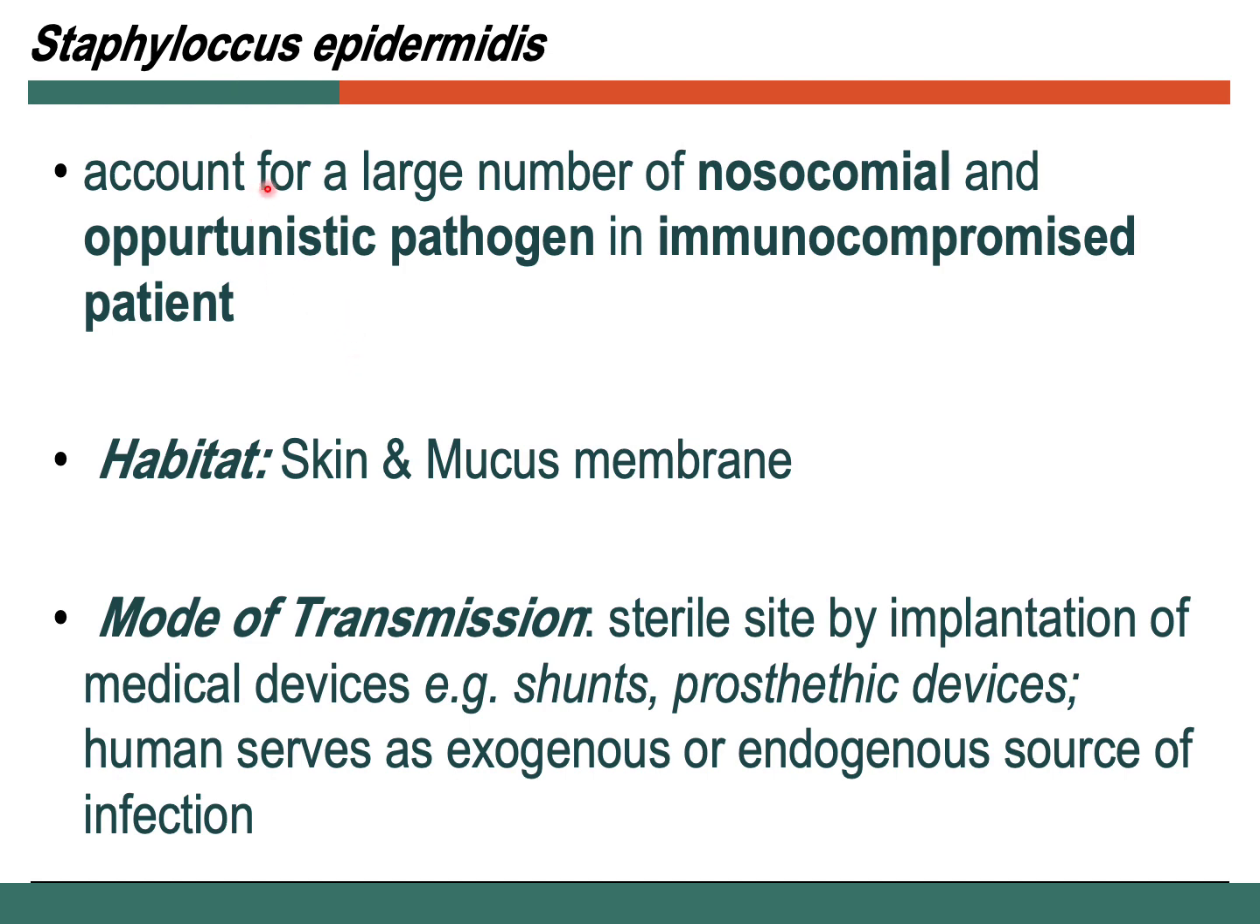Okay. So your Staphylococcus epidermidis accounts for a large share of nosocomial and opportunistic infections in immunocompromised patients, and the major habitat is your skin and mucous membrane. It is usually transmitted by implantation of medical devices like shunts and prosthetic devices. Humans also serve as an exogenous and endogenous source of infection.